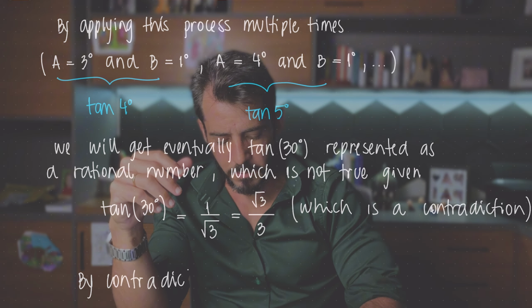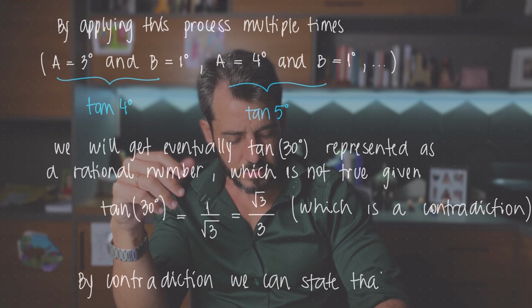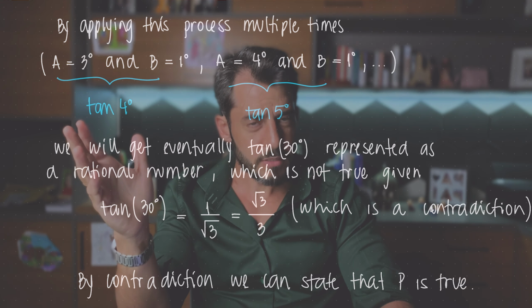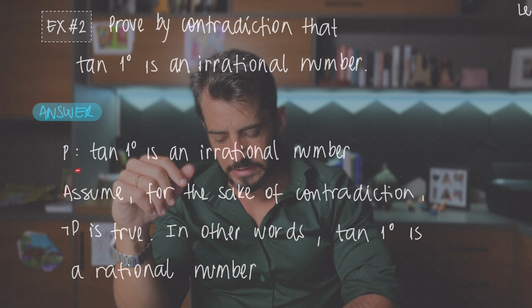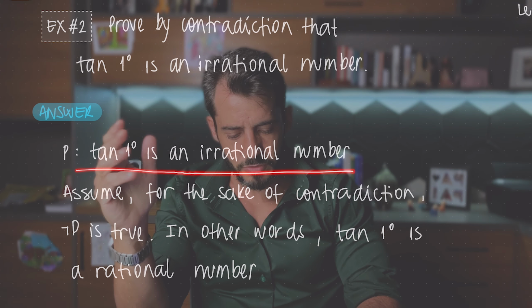And then concluding by contradiction, we can state that the proposition p is true. What is p? p is the following proposition. Tangent of 1 degree is an irrational number. So we just proved by contradiction that tangent of 1 degree is an irrational number.